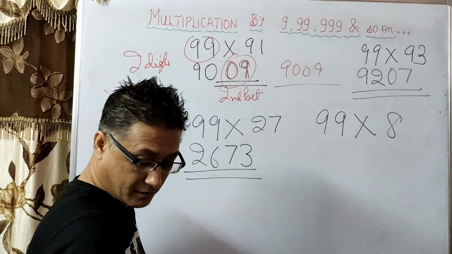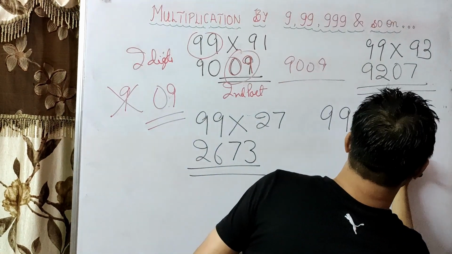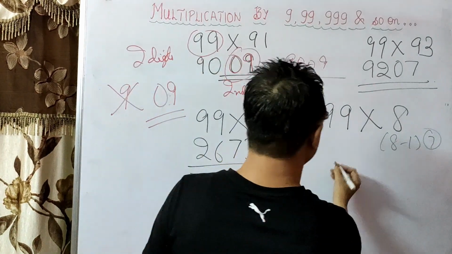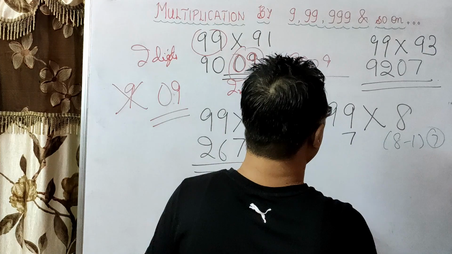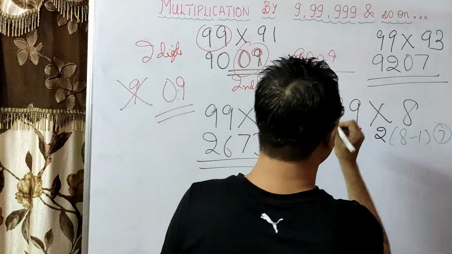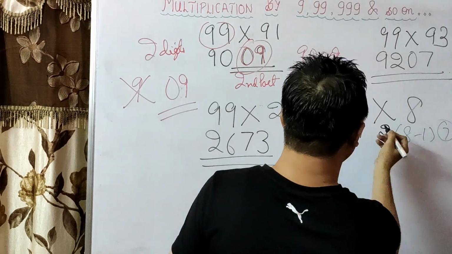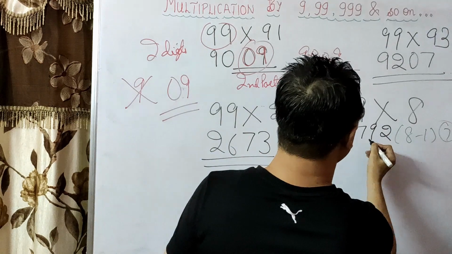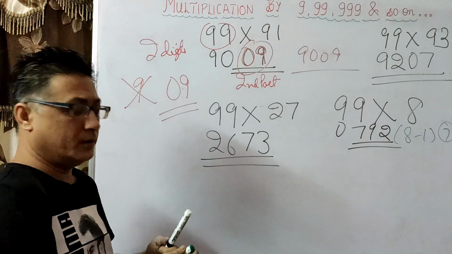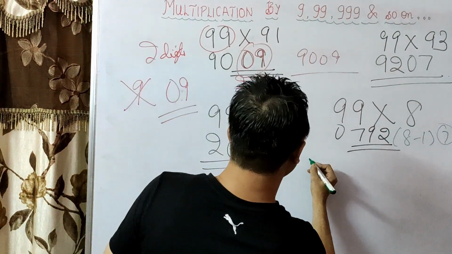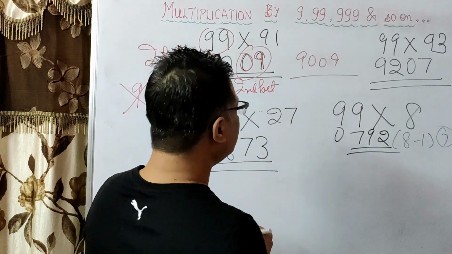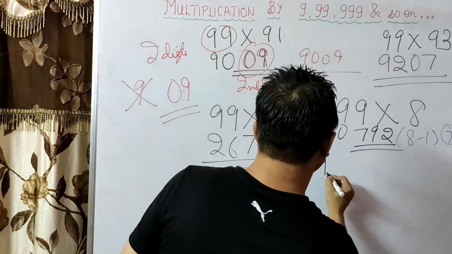Let's suppose we have to multiply 99 with 8. Now remember, 8 minus 1 for the first part, that is 7. So we write 7. Then 99 minus 7 is what? 9 minus 7 is 2. Or you can write 0 here. 9 minus 0 is what? Or you can do it mentally. 9. So the answer is 792.